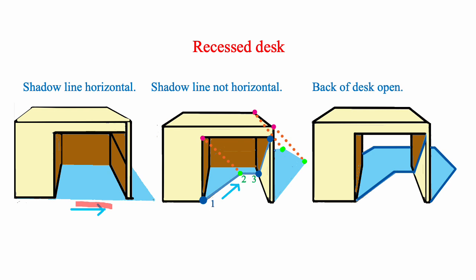If the shadow line isn't horizontal, then you have this diagonal line, this one, and the one on the wall. And remember, any diagonal on the wall is cast by a horizontal pole perpendicular to that wall. You could also open the back of the desk, which I like because I find it more interesting and airier.